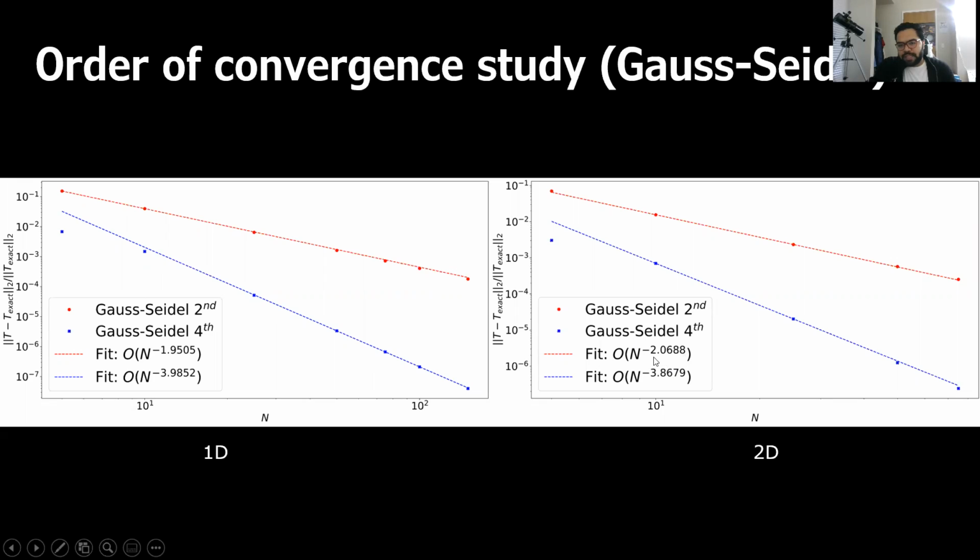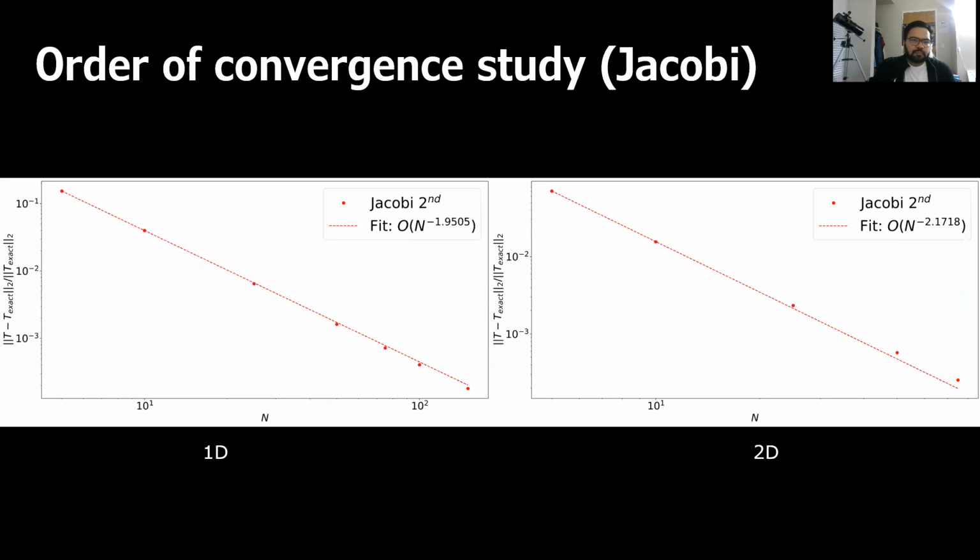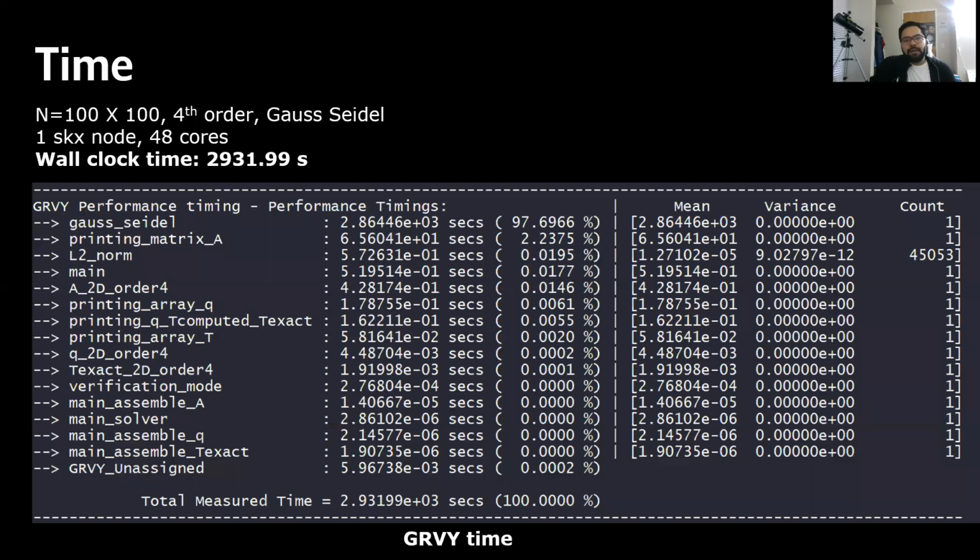So second order gives around second order accuracy. Fourth order gives close to fourth order accuracy. And if we do the same drill for Jacobi, we cannot do fourth order with Jacobi because that doesn't converge. So we are just sticking to second order Jacobi. And we find that we are getting the expected order of convergence, 2 in both the cases, for 1D and for 2D.